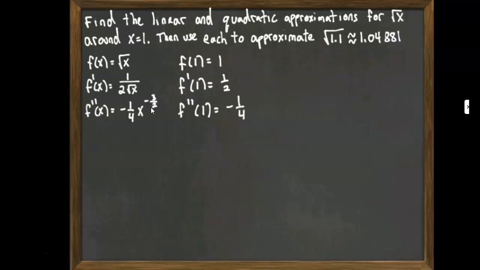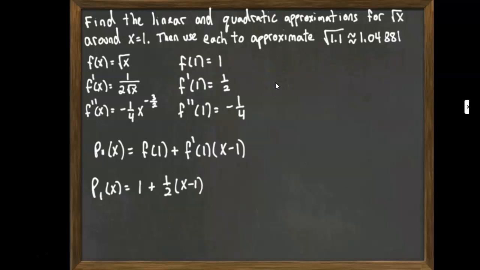Okay, so we're going to begin first with the linear approximation. So P1 of x is going to be f of 1 plus f prime of 1 times x minus 1. And so we just plug in here our coefficients, f of 1 and f prime of 1. So we get P1 of x is equal to 1 plus 1/2 times x minus 1. So that's the linear approximation. And there's no need for us to go distributing through and simplifying. This is perfectly fine, kind of a standard way of writing it out.